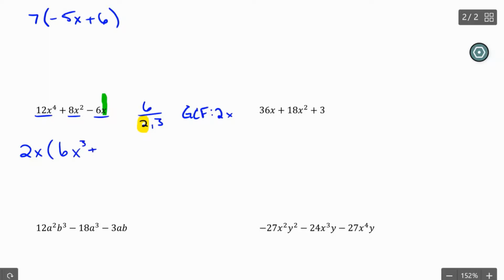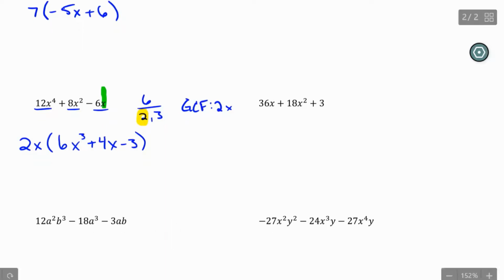Keep going. I've got 8 divided by 2 gives me 4. I had 2 x's, I divided one off, I've got one left. Last one, negative 6 divided by 2 will give me negative 3. If I had 1x and I already pulled it off, how many x's do I have left? None. Okay, so that's all we have to do. We just divide that greatest common factor off of our polynomial.